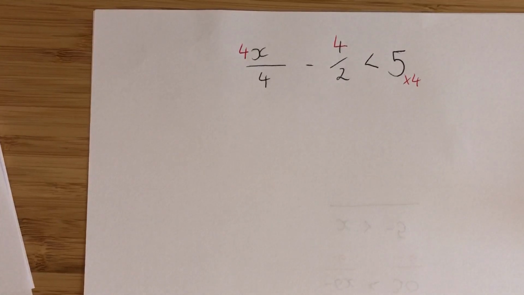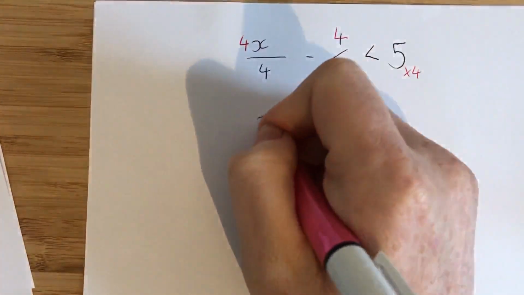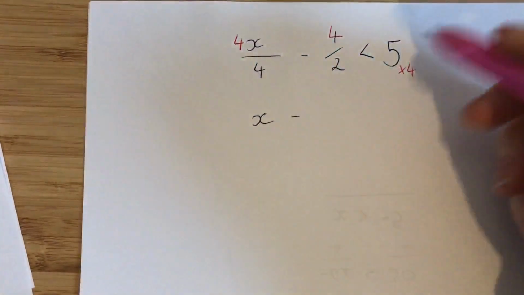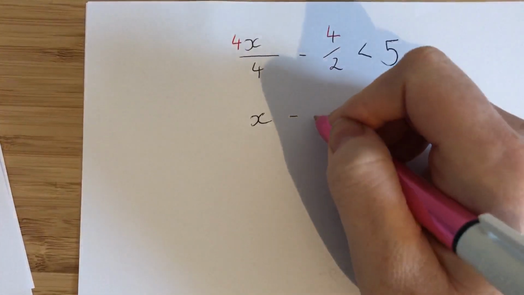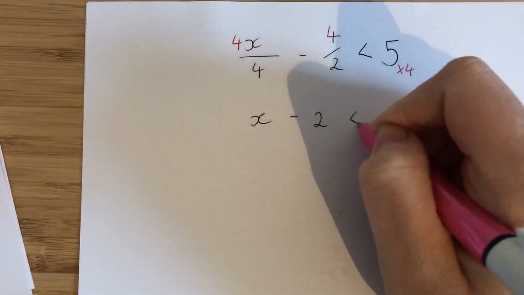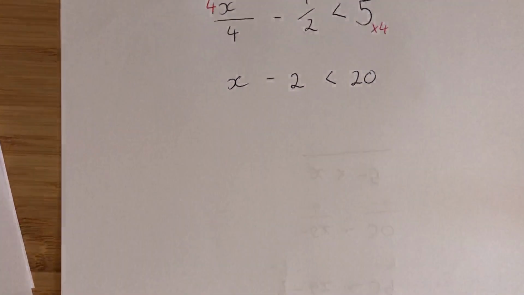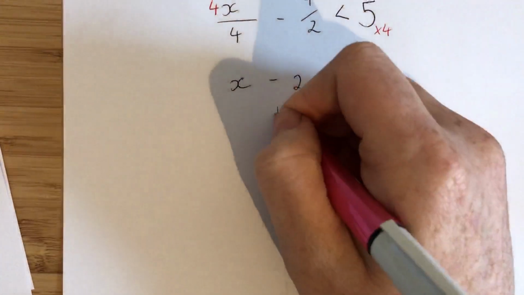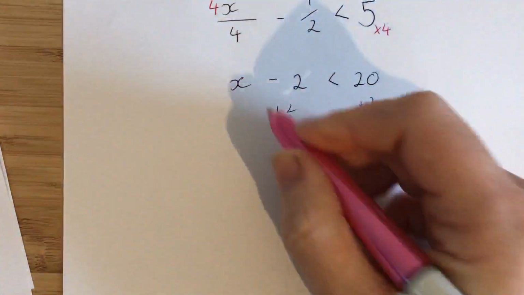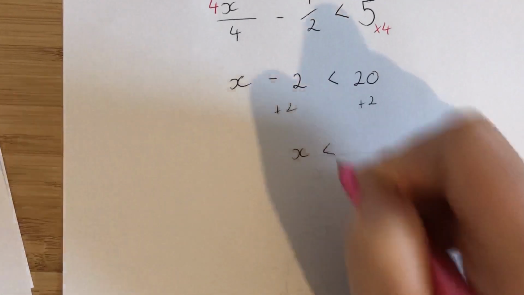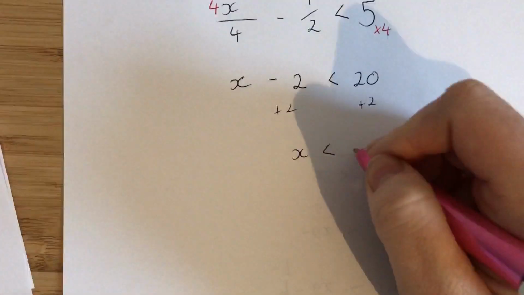So you can see that we've got 4x divided by 4. That's just x. Minus 4 divided by 2, just 2, is less than 20. And now you've only got one more thing to do. Add 2 to both sides. x is less than 22.